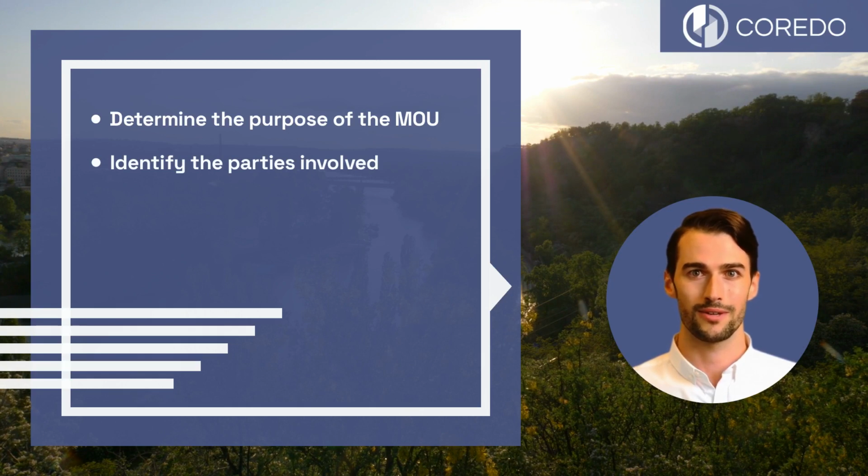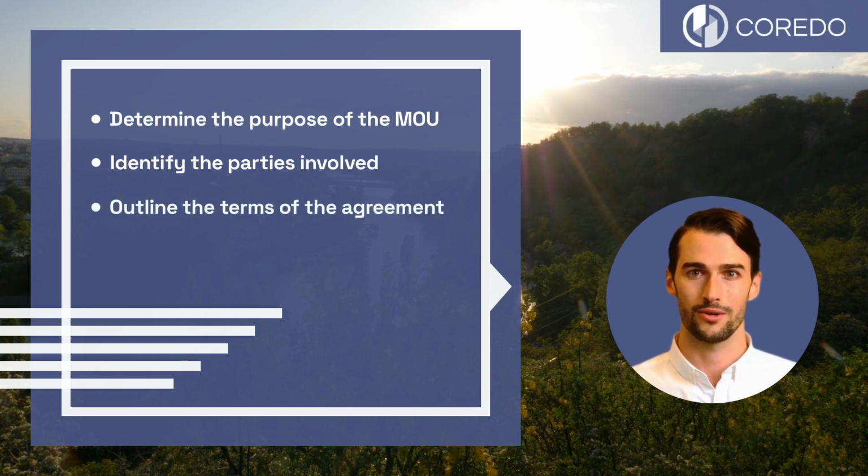Identify the parties involved. The Memorandum of Understanding should clearly identify the two parties involved in the agreement. This includes their names, addresses, and any relevant contact information. Including a brief description of each party's role or responsibilities in the agreement is also a good idea.